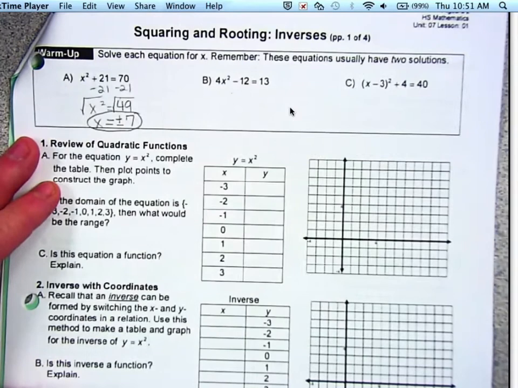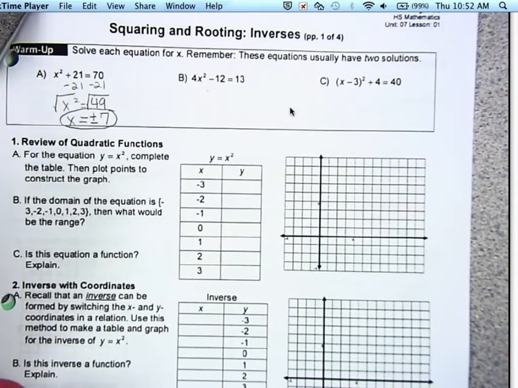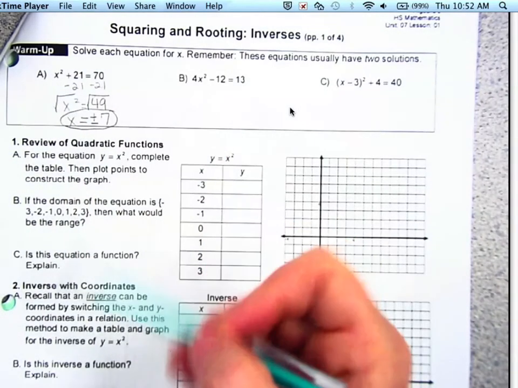Okay, try B. I mean, it's very similar to this. Has a little extra step in it, but okay. And what I mean by B, I mean this one, the warm-up B. Okay, not down here.